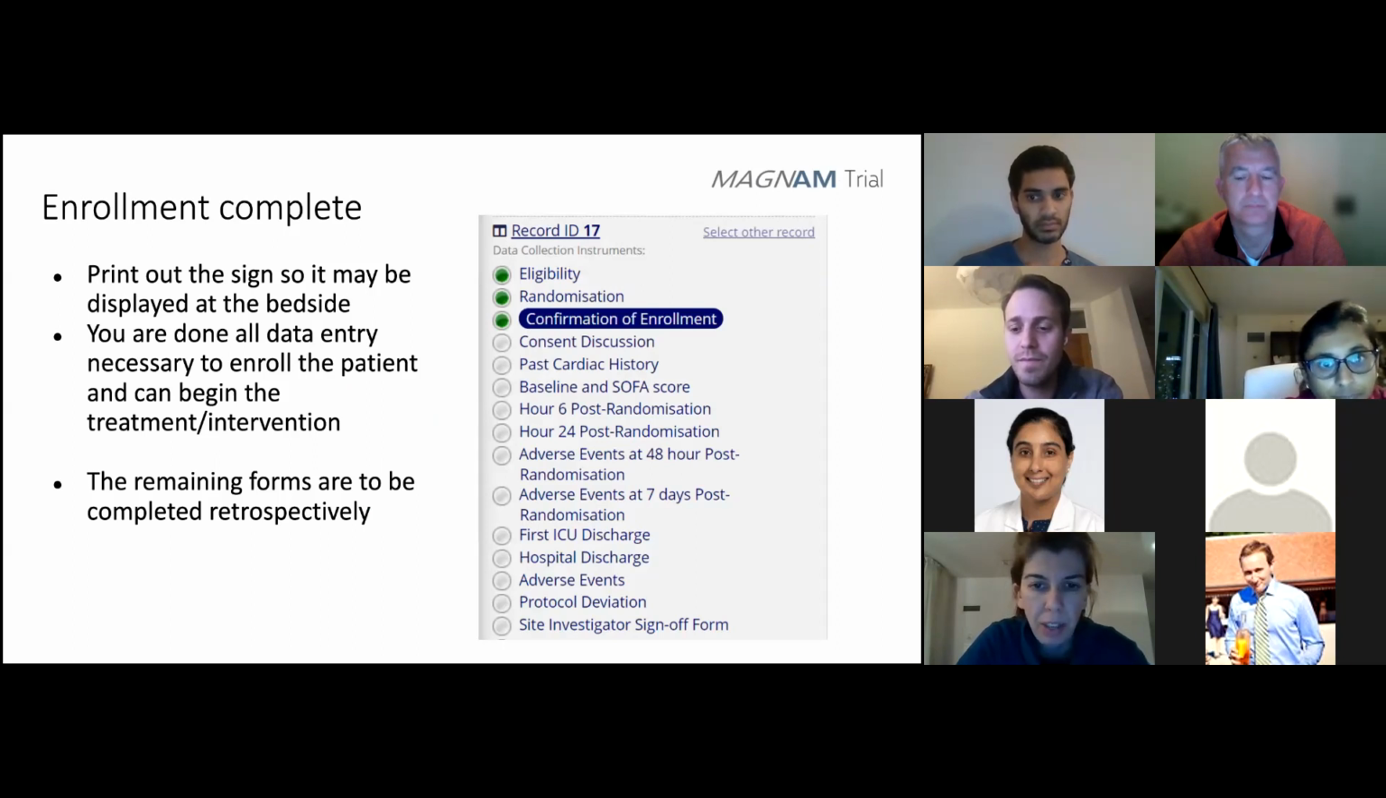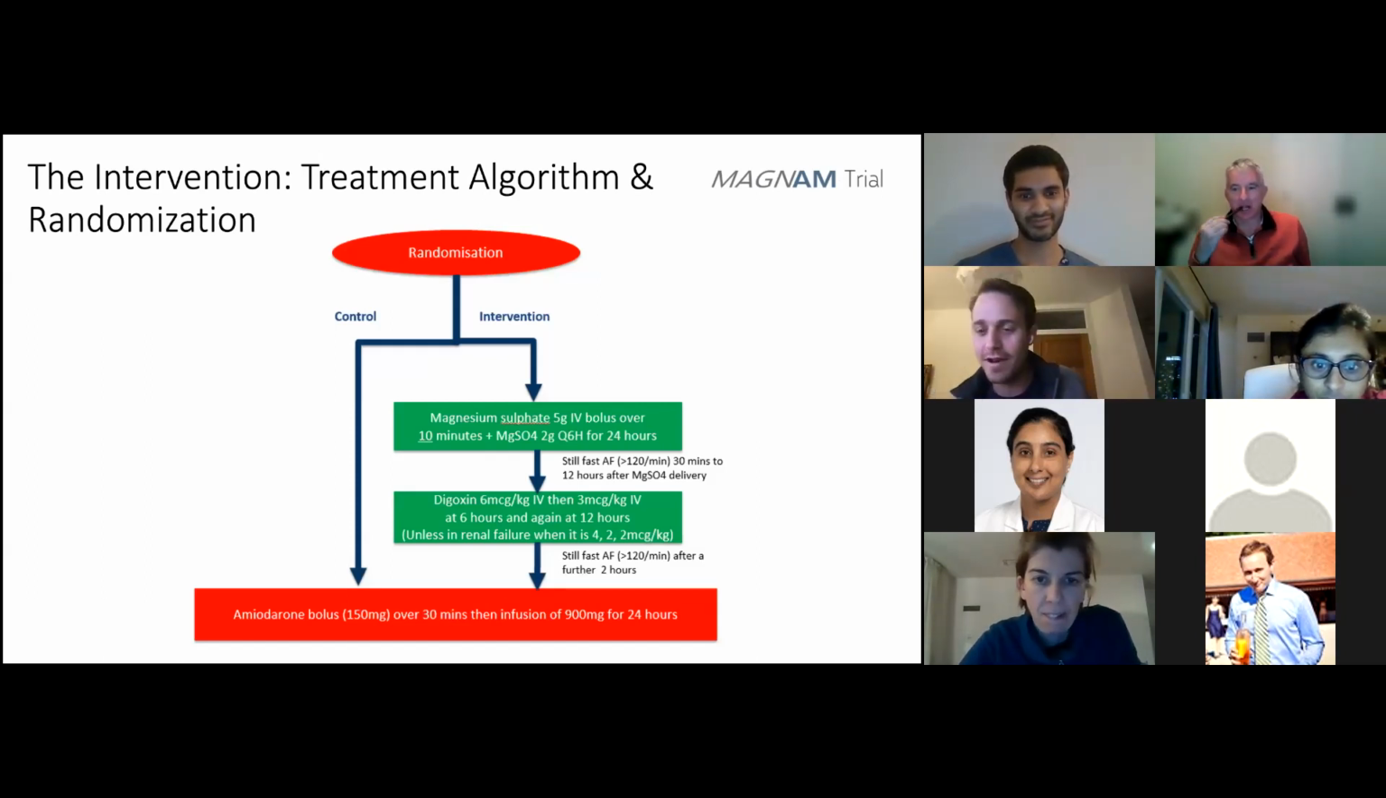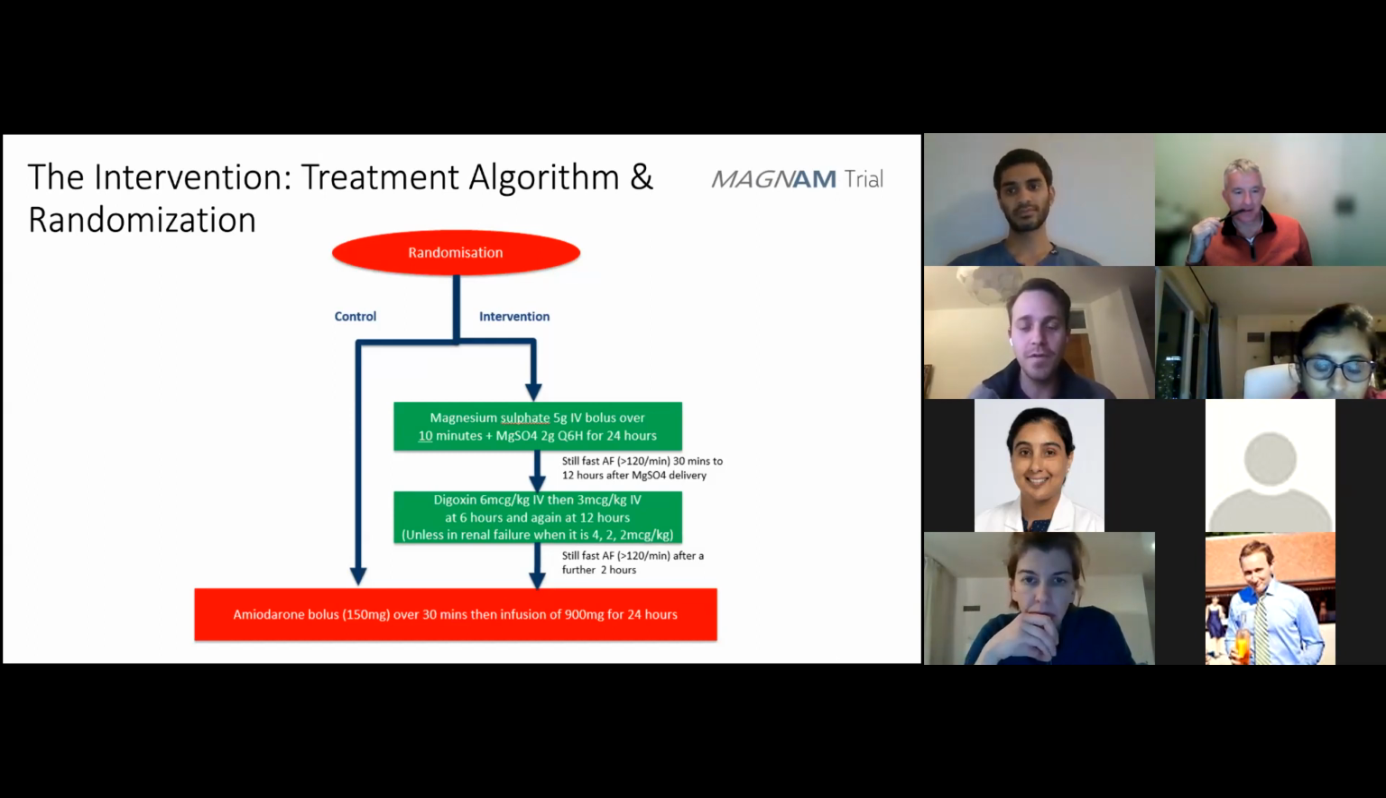The intervention arm includes amiodarone down there in a red box. Yes, I'm about to go into it. It's my next slide. If there are no more questions on the REDCap stuff. Okay, so this is the two intervention arms.